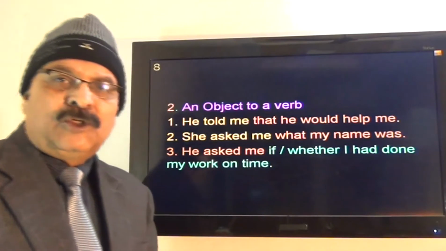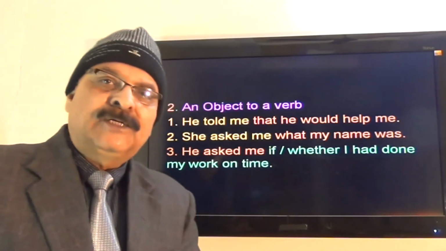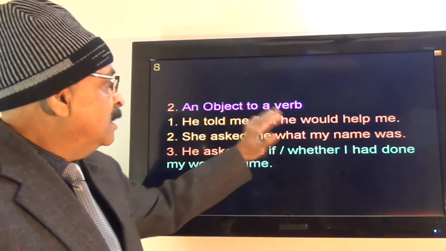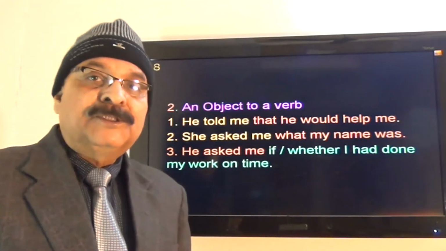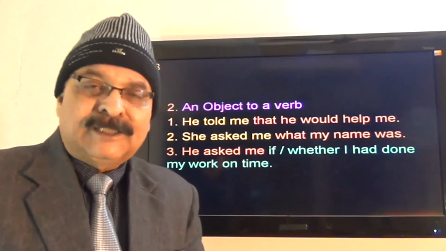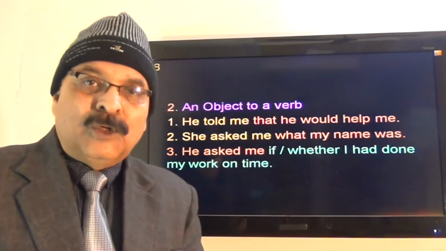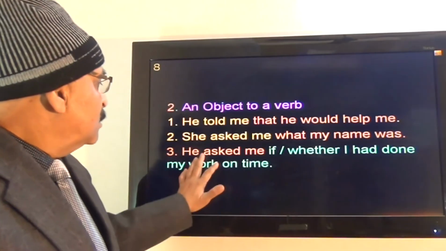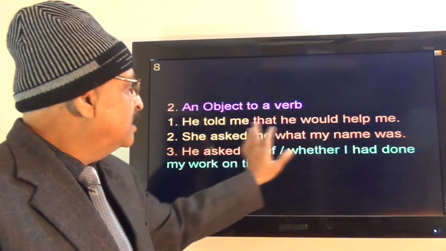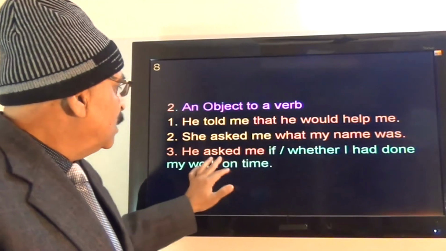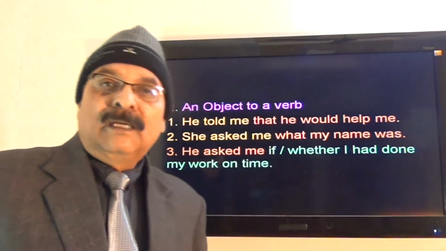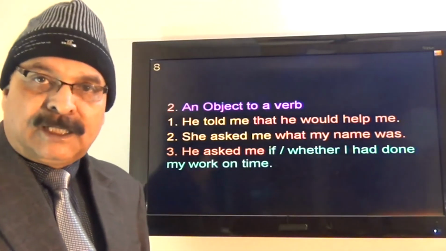Something can replace the subordinate noun clause, and then you become sure whether it is subject or object. If it comes after the main verb, then it is the object. If it comes before the verb in the main clause, then it is the subject of the verb. So here these parts of the sentence, that he would help me, what my name was, he asked me if or whether, these are subordinating noun clauses. Their names are noun clauses.